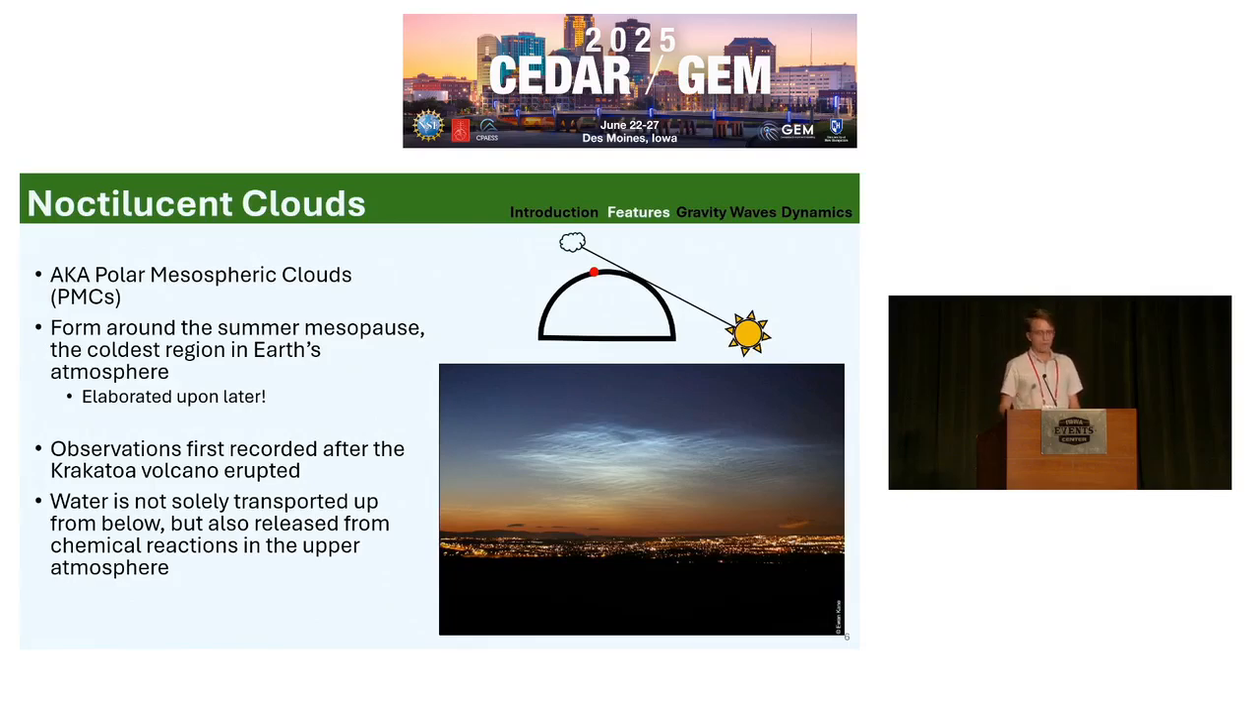It emitted water vapor all the way up into the mesosphere. And that's when these were first observed, and that's when we started to realize that we could use these as tracers. These are the first tracers that we were able to observe the mesosphere with. And this water, I want to mention, is not solely transported up from below. Some of it is, but it is also released from chemical reactions.